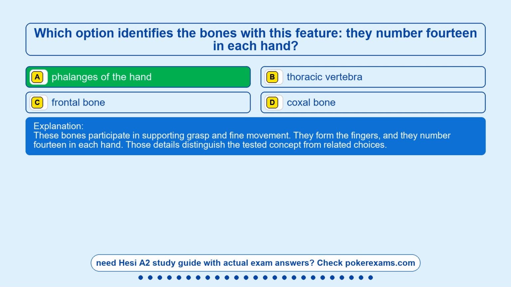These bones participate in supporting grasp and fine movement. They form the fingers, and they number 14 in each hand. Those details distinguish the tested concept from related choices.